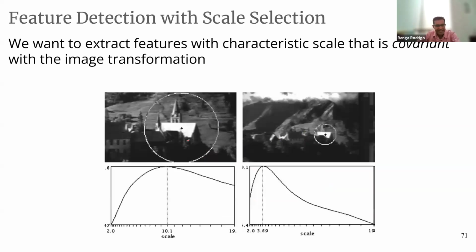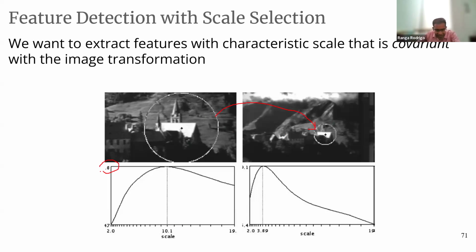Feature detection with scale selection. We want to extract features with characteristic scale that is covariant with the image transformation. So we can see this church. I think it has been zoomed out in this one. I think the text is zoomed out. So they have plotted the same size as the circle here. So they have some function.